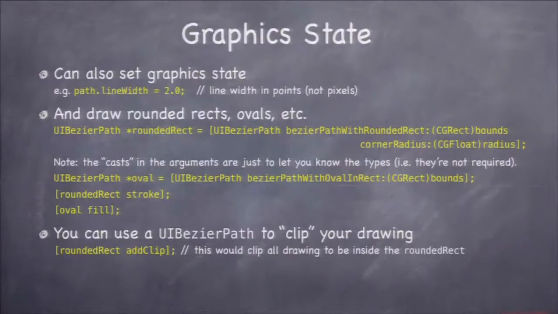A rounded rect, for example, could be used to clip your drawing. So if you wanted to draw some kind of pattern, but you wanted it to be inside a rounded rect, you just get a rounded rect, just like earlier in the slide there, and say addClip. From that point on, all your drawing will be clipped to be inside that Bezier path. Okay? And there are ways to add more clipping, to turn off your clipping, that kind of thing. So clipping is an important piece of UIBezierPath as well.